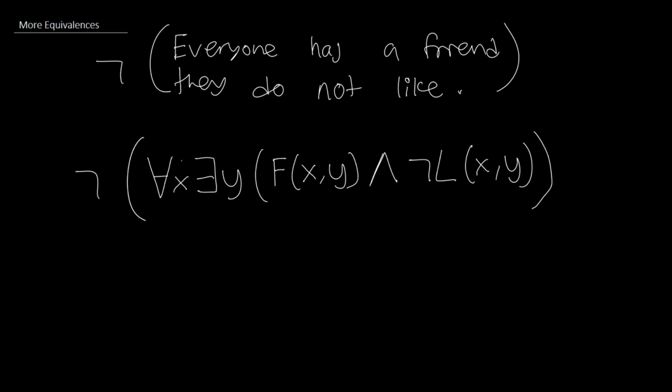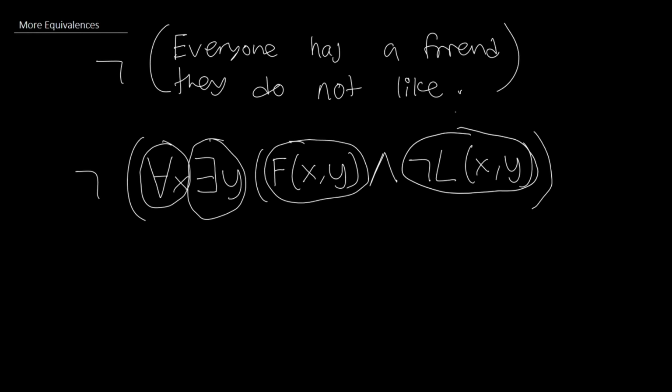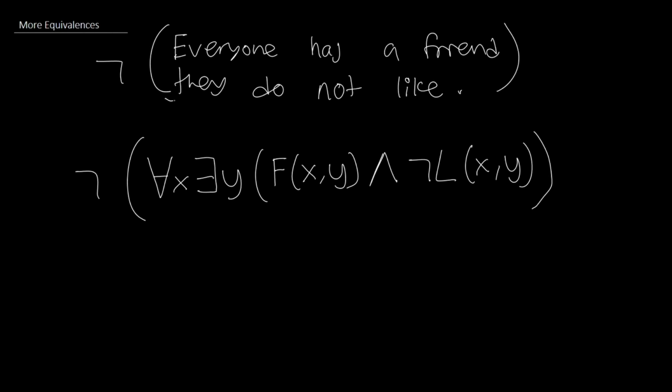So what do we have all together? For all people X, there exists another person Y, such that X and Y are friends, and X does not like Y. So this is exactly what we have on the top over here, and we just translated that in terms of logic and symbols. Now, let's just remove the bracket, because honestly that just doesn't matter.